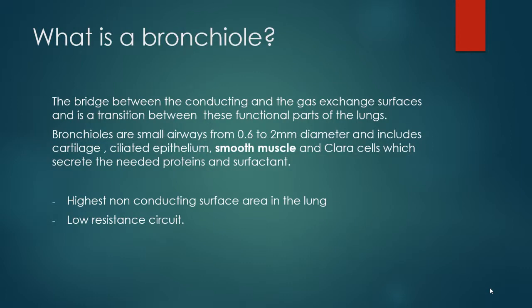So I'll just start off with some basic regular anatomy, and of course, why not? What's a bronchiole? It's pretty much one of the last parts of the conducting system of the lung. It's a transition between the respiratory surface and the conductive system. Some part of it may be able to participate in gas exchange. They're pretty small airways, anywhere from 0.6 millimeters to 2 millimeters in diameter, and include the following structures: some cartilage, some ciliated epithelium, smooth muscle, which is very important, and the regular cells of the gas exchange surface as well.